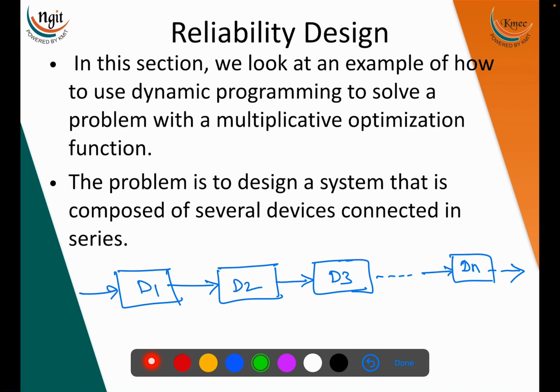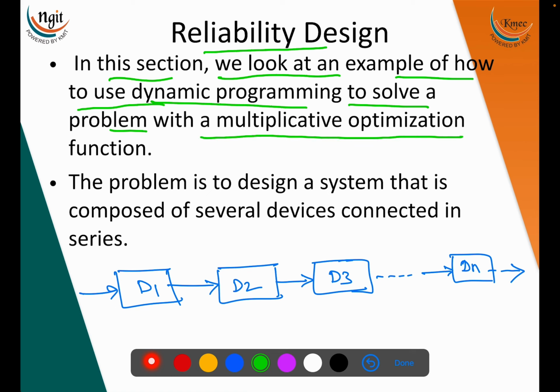Now let's get started. So what is the reliability design problem? As I told you in the previous slide, in this section we look at an example of how to use dynamic programming to solve a problem with a multiplicative optimization function. So the exact problem is what? I want to design a system that is composed of several devices connected in series.